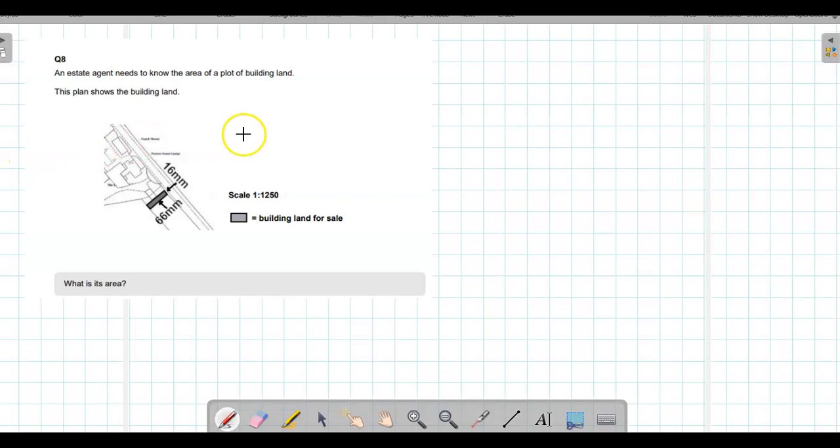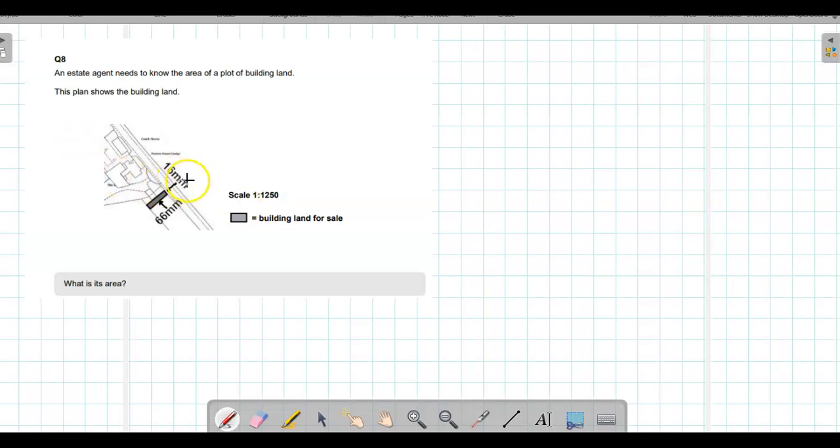This is a City and Guilds example question of scale that you might get at level 2. Starts off with real life situation. An estate agent needs to know the area of plot of building land. This plan shows the building land. The scale is at 1 to 1,250. Now this throws a lot of people, because they go, well, what do you mean 1 to 1,250? 1 what?